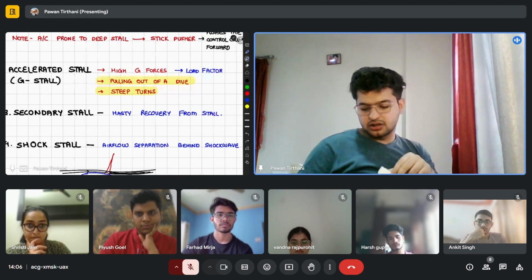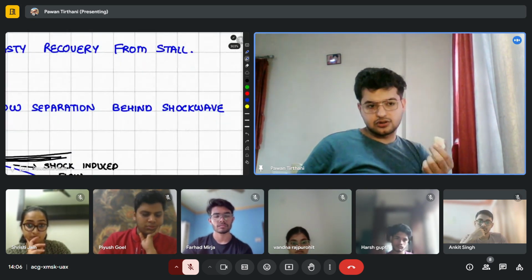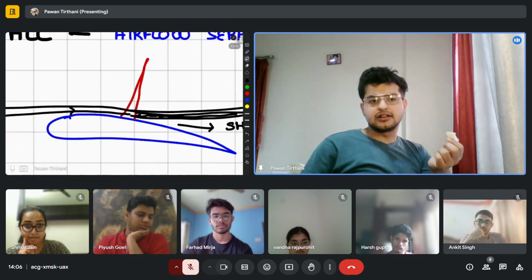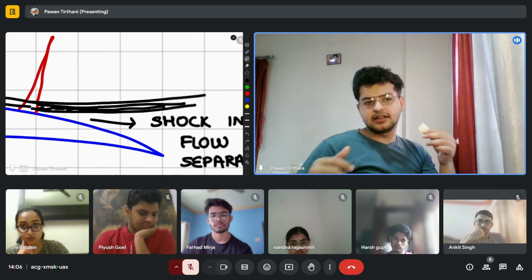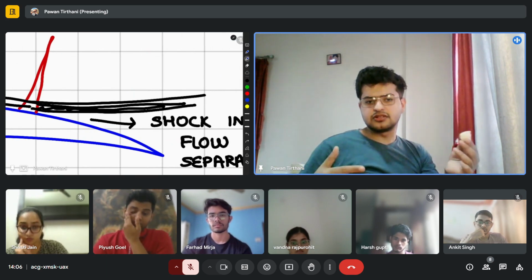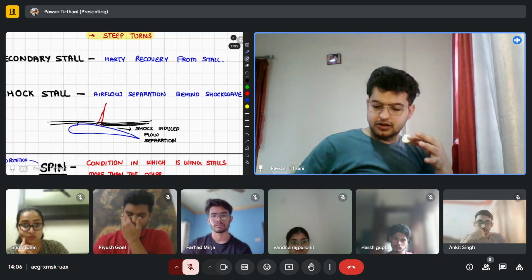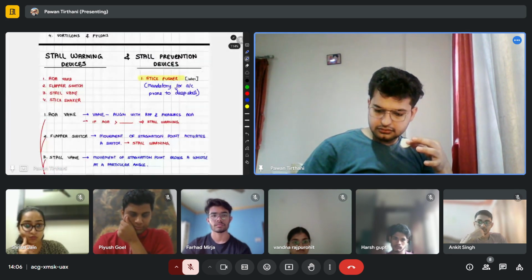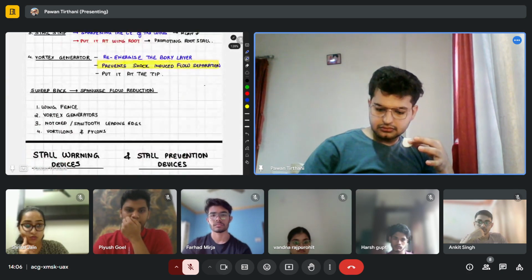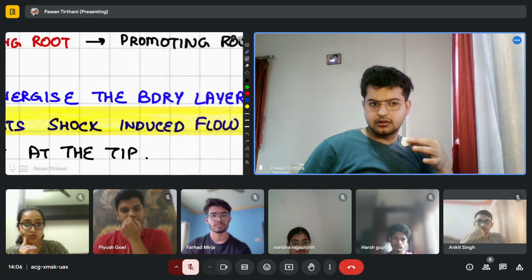What is a shock stall? A shock stall is basically when the airflow separates behind the shock. So you get a normal shock wave over the surface of the wing. When the air flows past that shock wave, the air has a tendency to separate away. This is known as shock-induced flow separation. How do you counter this? Highlighted part.